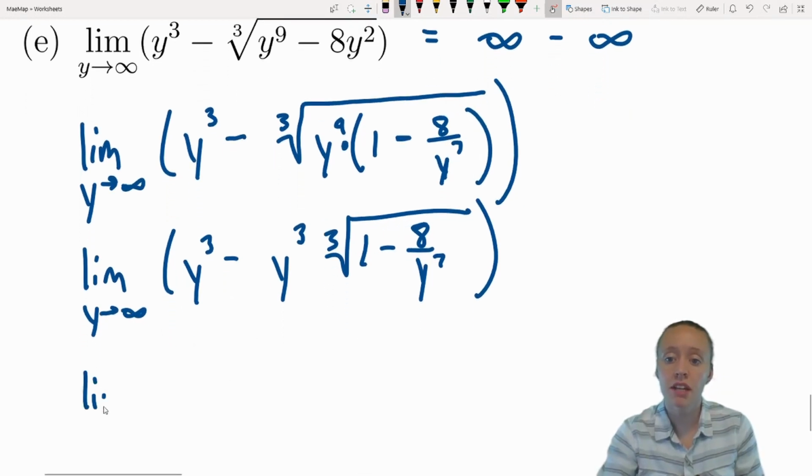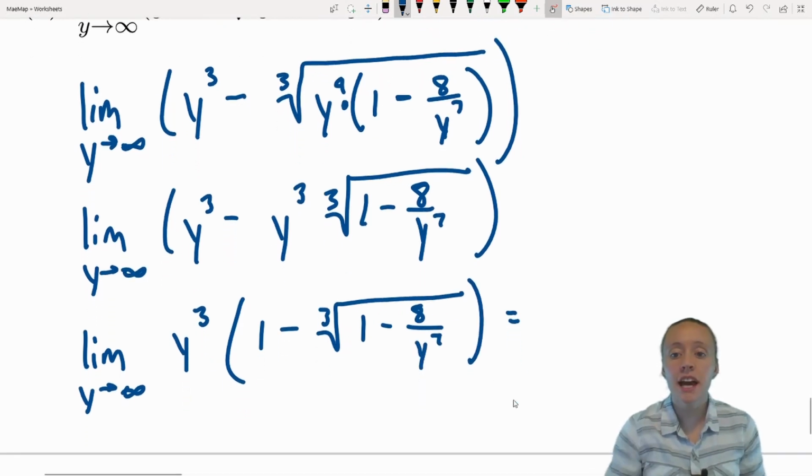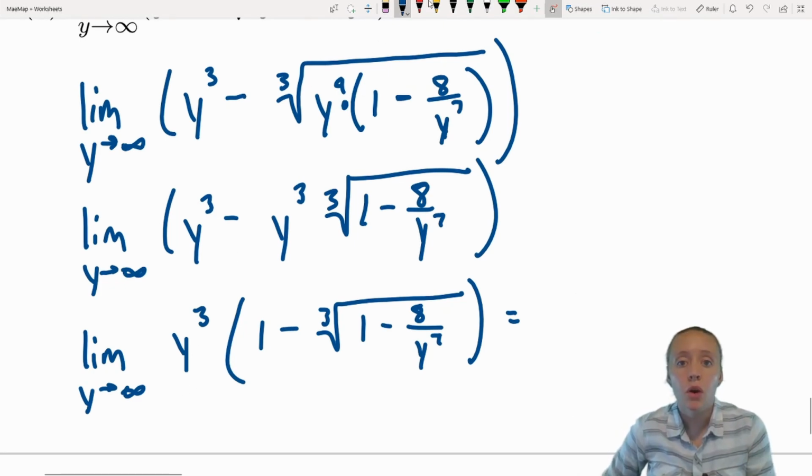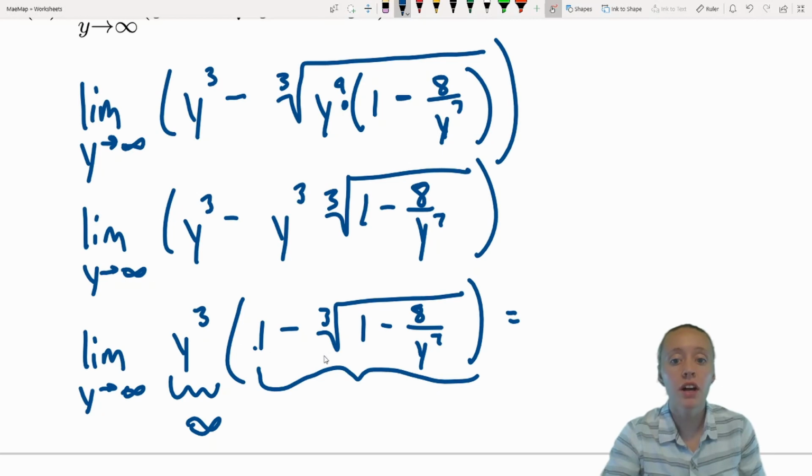I can pull y cubed out of both my terms. So this is going to be the limit as y approaches infinity of y cubed, all multiplied by 1 minus the cube root of 1 minus 8 all over y to the 7th. And why I did this is look what I have now. If I'm approaching infinity, y cubed approaches infinity, and 1 minus the cube root of 1 minus 8 over y to the 7th, well, if I'm approaching infinity, 8 over y to the 7th goes towards 0, and 1 minus the cube root of 1 is going to be 1 minus 1, which gives me 0. This is going to be infinity times 0.